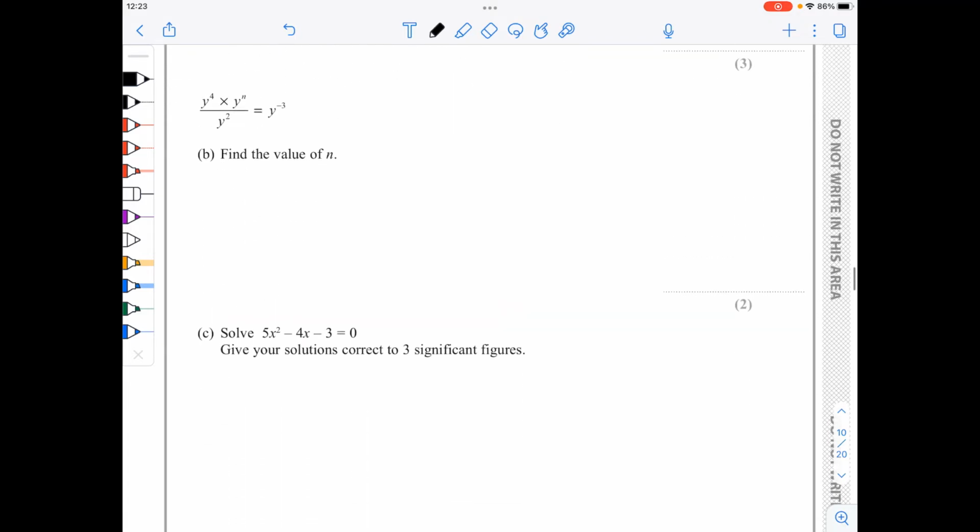In B, y to the power of 4 times y to the power of n over y squared is y to the power of negative 3. I need to be really comfortable with the rules of indices here. When I multiply with a common base, I add the indices. So y to the 4 plus n over y squared is y to the negative 3. And then when I divide with a common base, I subtract the indices. So y to the 4 plus n minus 2 is y to the negative 3. Now that I've got a common base, I can equate the powers. So 4 plus n minus 2 is negative 3. 2 plus n is negative 3. So n must be negative 5.